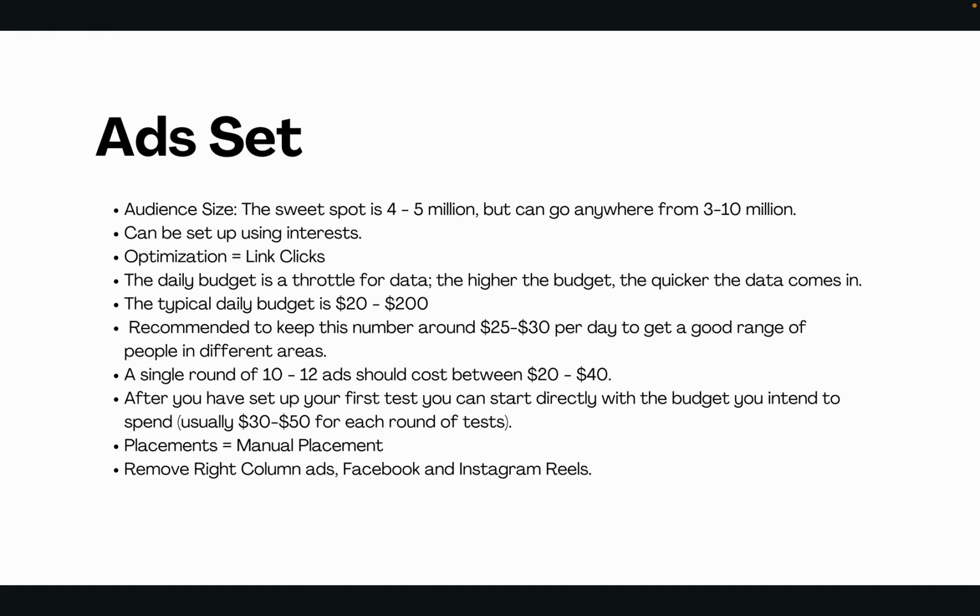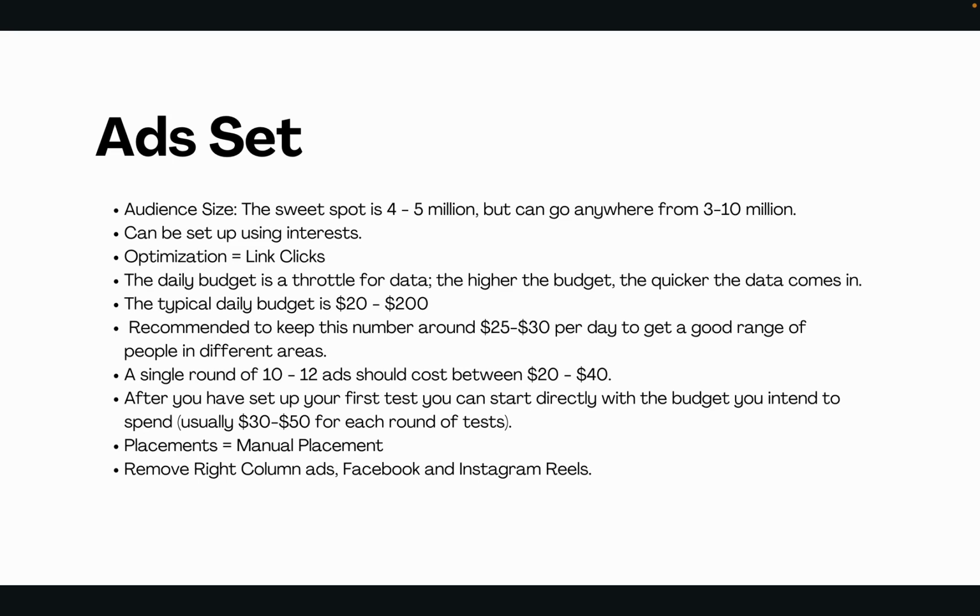Okay, and then we're going to set our optimization to link clicks, and we're going to set the daily budget to be around $25 to $30, and we are going to test all the 12 color blocks that you've created, and then you can do more tests if you want to, or if you don't find winners.